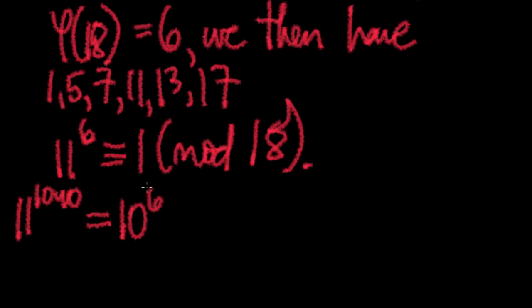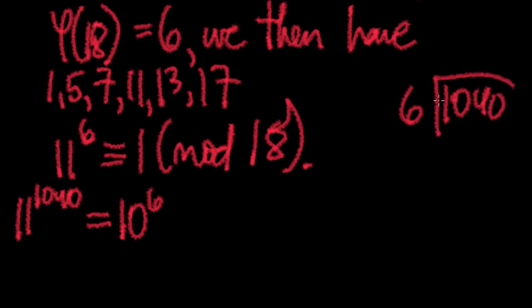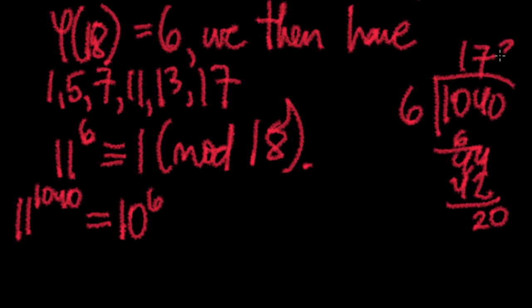So what are the multiples if we're going to divide 1040 by 6? Let's do that. Divide by 6. That's 1. 6 is going to give us 4. 44. 7 times 6 is 42. This is going to give us 20. It's going to give us 3. And 3 times 6 is going to give us 18. Remainder 2. It's going to give us 4, 44, 42, 2, 0.